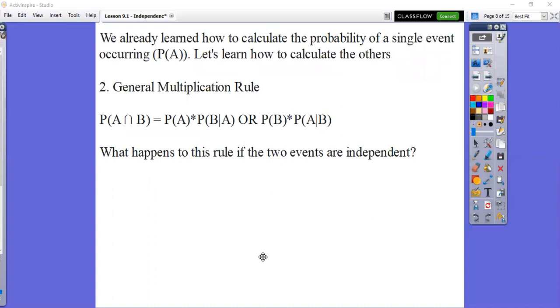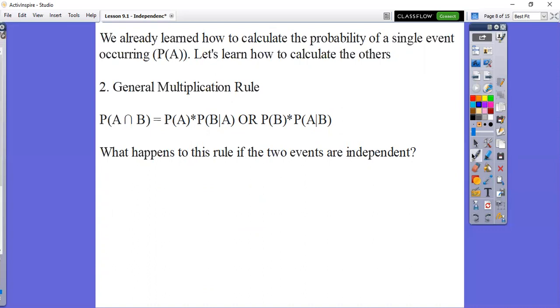For each one of these, we learned how to calculate simple probability. So if I have probability of A and B, I use what's called the general multiplication rule. So P of A and B is P of A times P of B given A, or probability of B times probability of A given B. And we'll see in a second how to calculate this probability, but this is called the general multiplication rule.